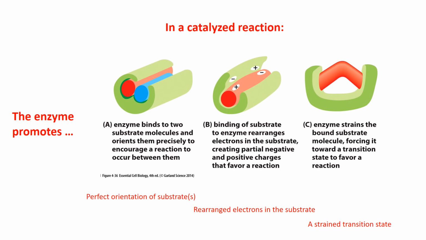This binding promotes a change in the shape of the enzyme itself. That shape change will strain the bound substrate molecule. It will put stress on the chemical bonds that must be rearranged and put it in a very unstable state that we call a transition state, which favors the continuance of the reaction.